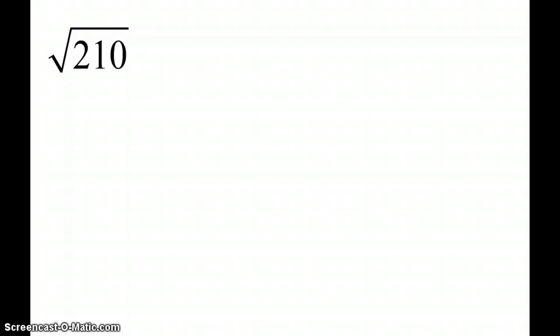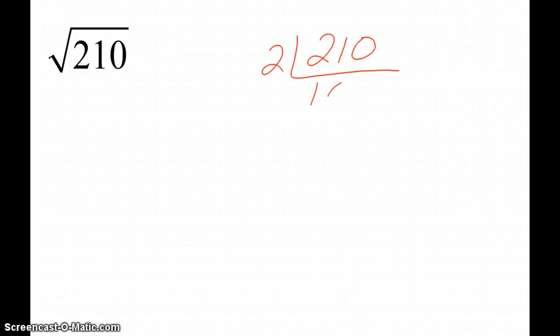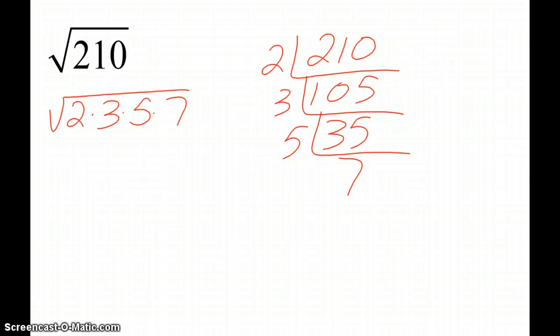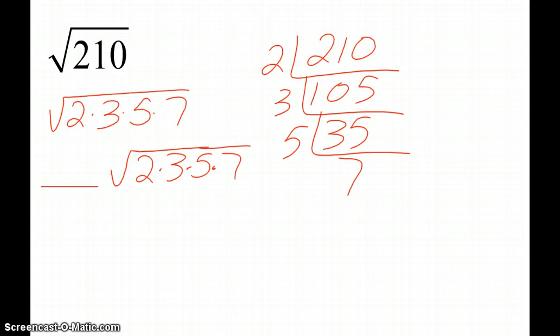210, factor tree for 210. 210, 2, that's 105. 3, that's 35. 5 and 7. So I have the square root of 2 times 3 times 5 times 7. I need 2 to get 1 out. I don't have any pairs. Okay, I don't have any pairs, so 2, 3, 5, and 7 are left inside.